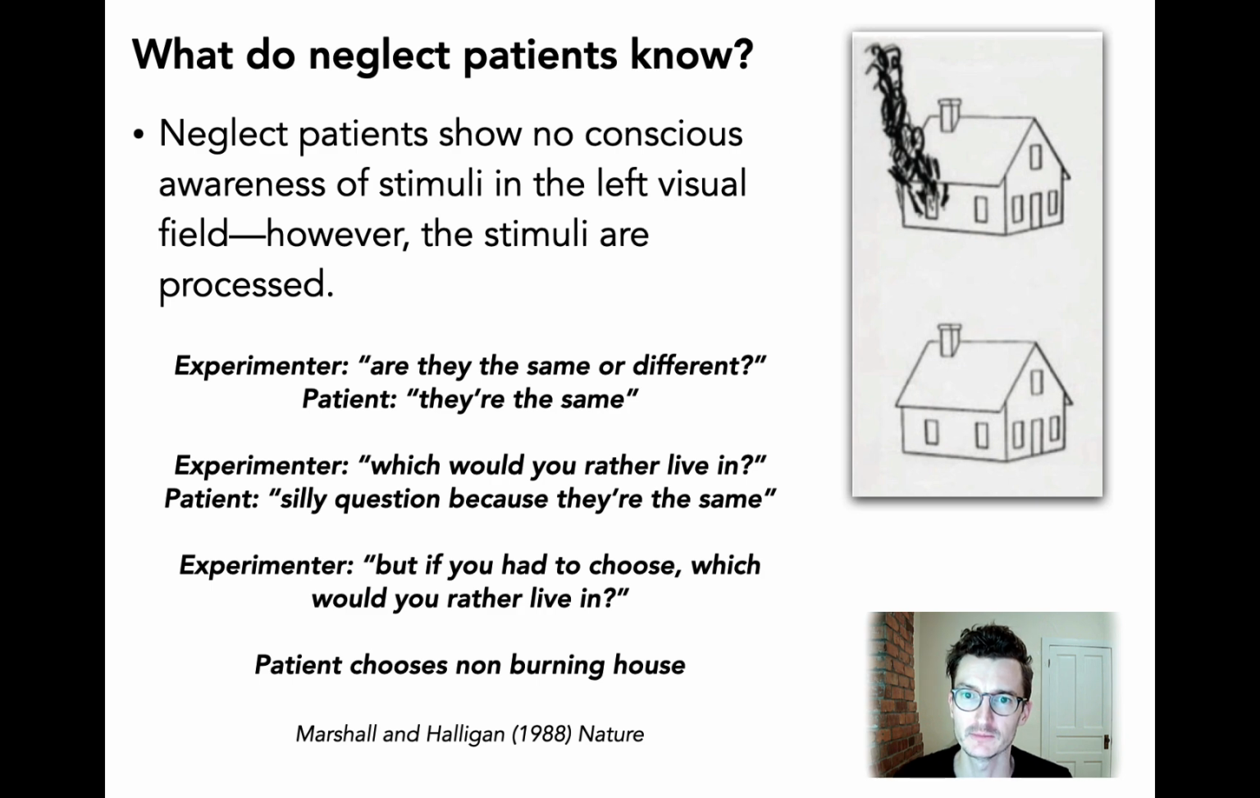So there's some unconscious processing of the visual stimuli that they see. And this is really nicely shown by this classic experiment by Marshall and Halligan. I should say study, because they're studying a patient in this case, where they showed a patient with neglect these two houses. One is clearly on fire. The other is perfectly fine, but you'll notice the fire is on the left side of the house, so it's in the patient's left visual field, which they can't attend to.